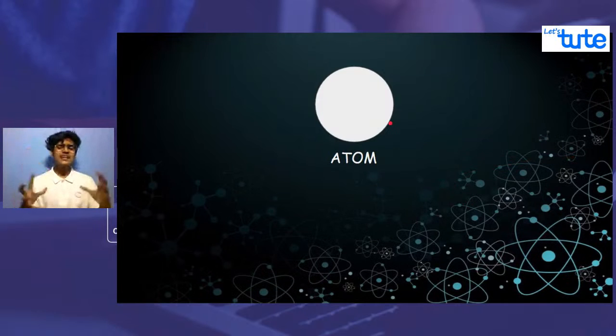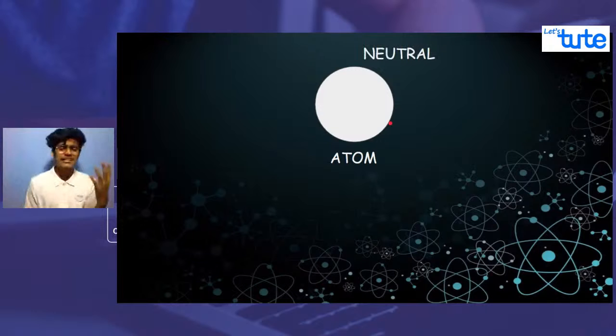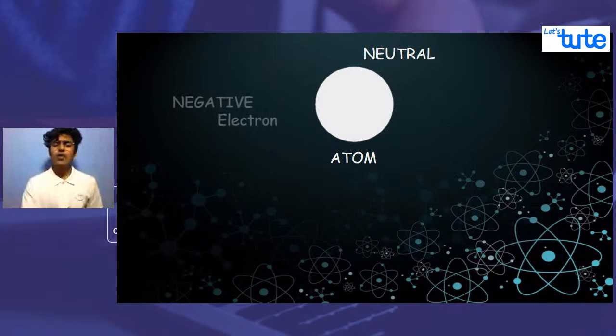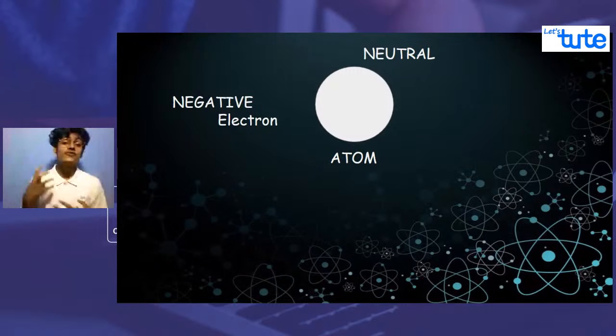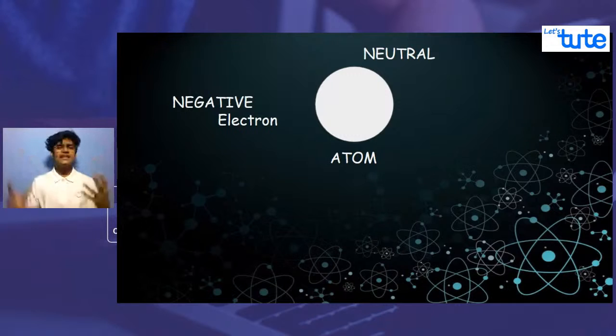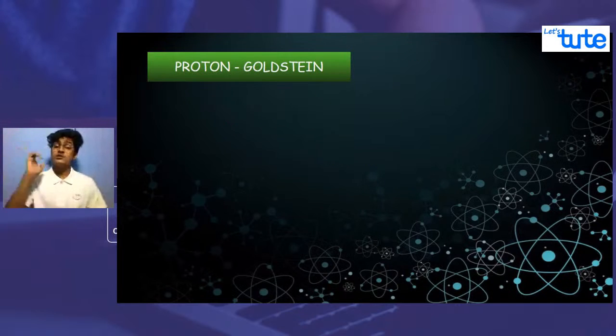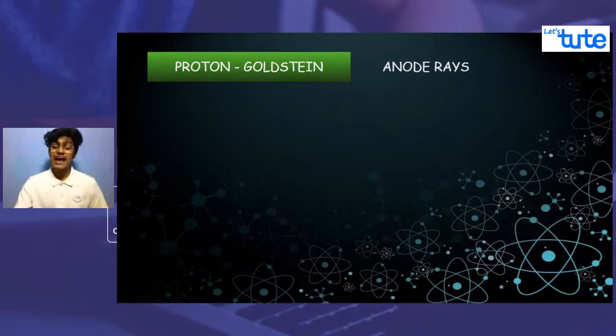Now the scientists were very confused that we have studied that atom is neutral, then how can atom contain negative charge? If atom contains some kind of negative charges, it must contain some kind of positive charge also. So scientists started performing many experiments. Goldstein was the one to successfully perform the experiment, and his experiment is known as anode rays. Proton was discovered by Goldstein.